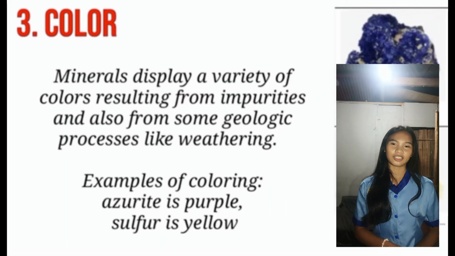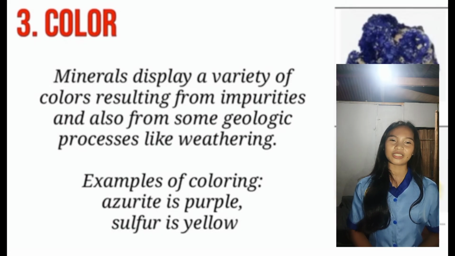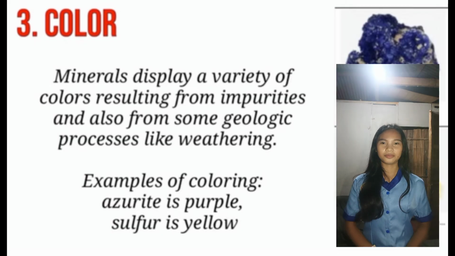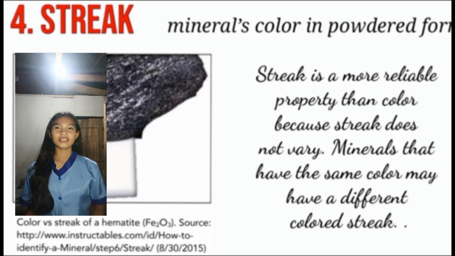Third, the color. Minerals display a variety of colors resulting from impurities and also from some geologic processes like weathering. Examples of color: azurite is purple, sulfur is yellow. Fourth, the streak. Streak is the mineral's color in powdered form. Streak is a more reliable property than color because streak does not vary. Minerals that have the same color may have a different colored streak.